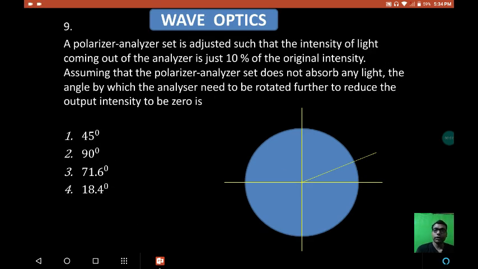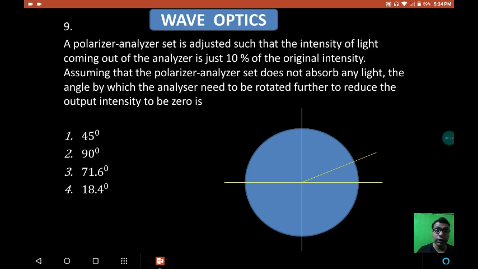Now start with the new question, from wave optics. A polarizer analyzer set is adjusted so that the intensity of the light coming out of the analyzer is just 10% of the original intensity. Assuming that the polarizer analyzer set does not absorb any light, find the angle by which the analyzer needs to be rotated further to reduce the output intensity to 0.